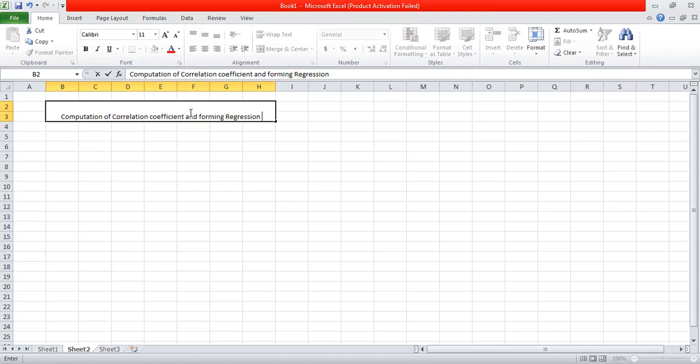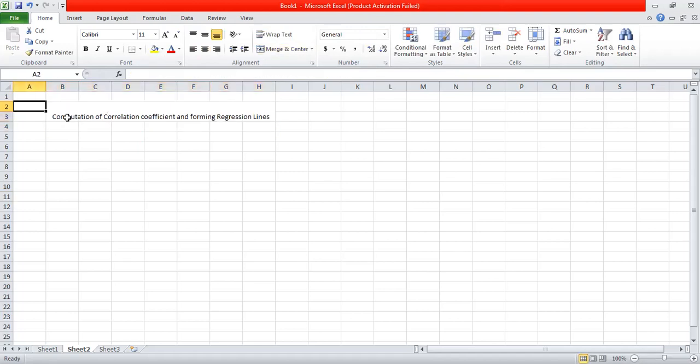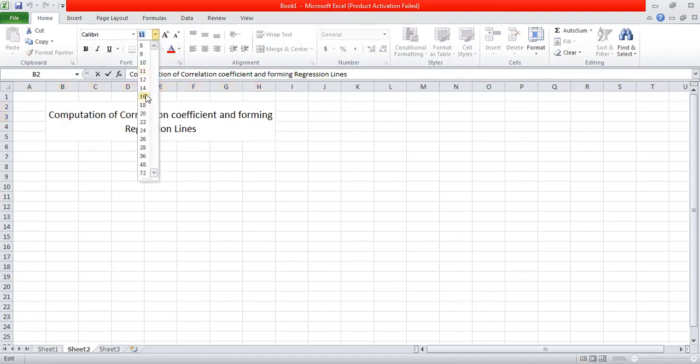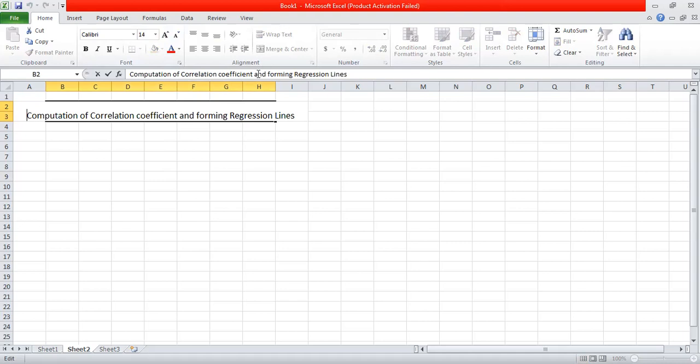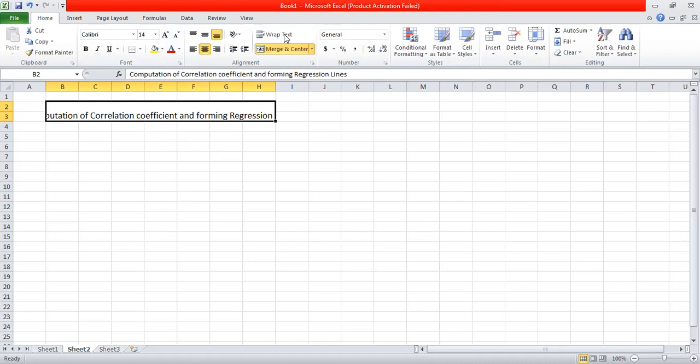In our theory class, we have done lengthy procedures for the calculation of the correlation and also the regression lines. But here, with some simple functions, we can find the correlation and also the regression lines. So now, computation of correlation coefficient and forming of regression lines. First, we'll copy the question.